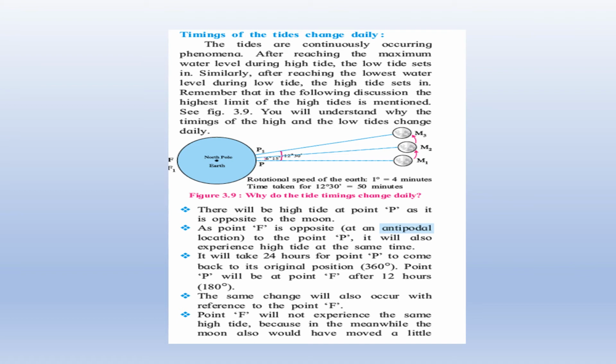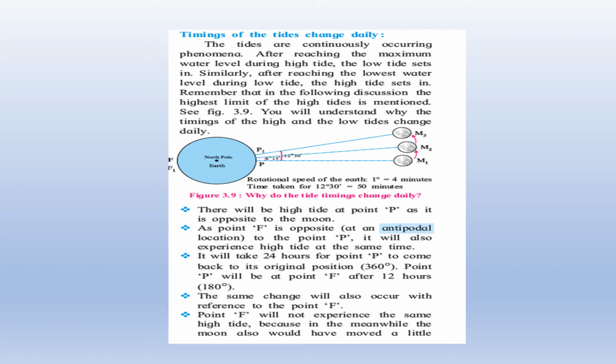And that's why we know that every day the Earth has to cross 12 degrees 50 minutes, or 12 degrees 30 minutes, of distance. It means that every day the tide occurs 50 minutes later than the previous day. Tides are continuously occurring phenomena.